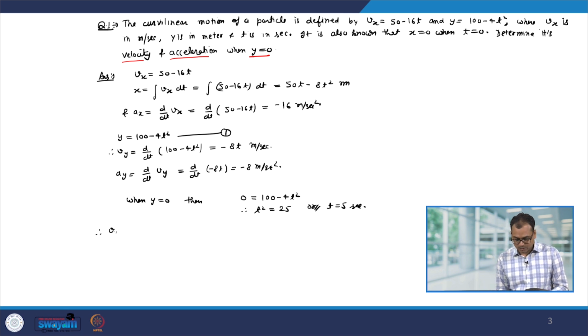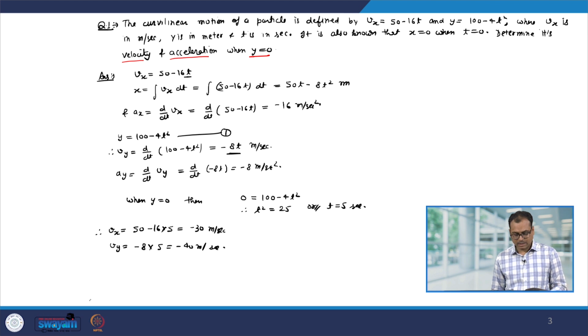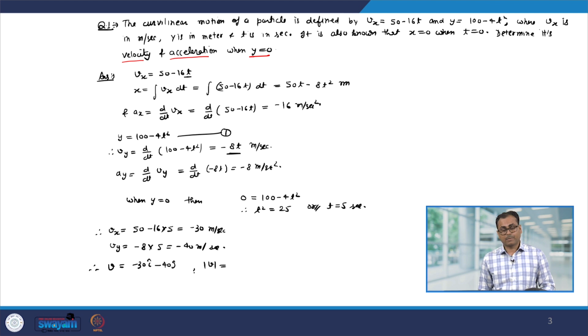Now I can find out what is Vx when t is equal to 5 second or when y is equal to 0. So that will be 50 minus 16 times 5, which is minus 30 meter per second, and Vy will be minus 8t. So minus 8 into 5 is minus 40 meter per second. Therefore, V, which is Vx i plus Vy j, becomes minus 30i minus 40j, or its magnitude is square root of 30 square plus 40 square, which is 50 meter per second.